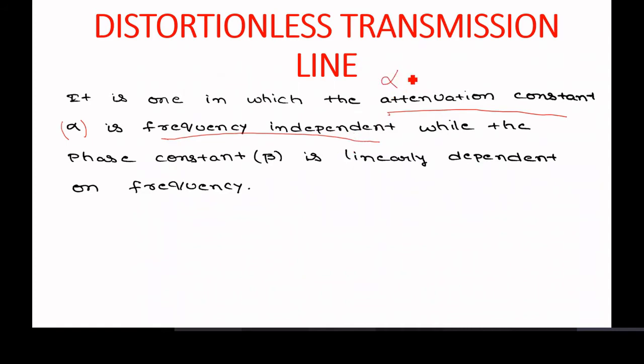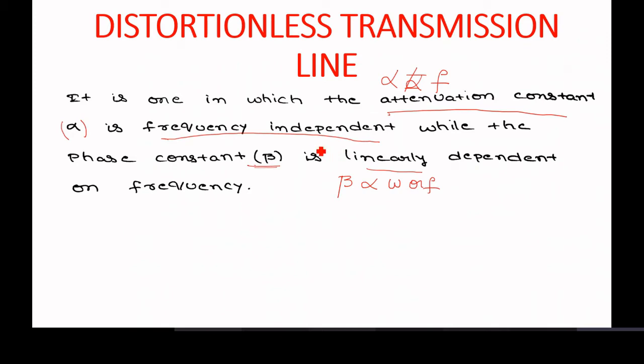Alpha should not be dependent on f. It should not be a function of f. It should be independent of f. While the phase constant, which is beta, should be linearly dependent. Linearly dependent means beta should be simply proportional to omega or f. So in such a case, we will say the line is distortionless.